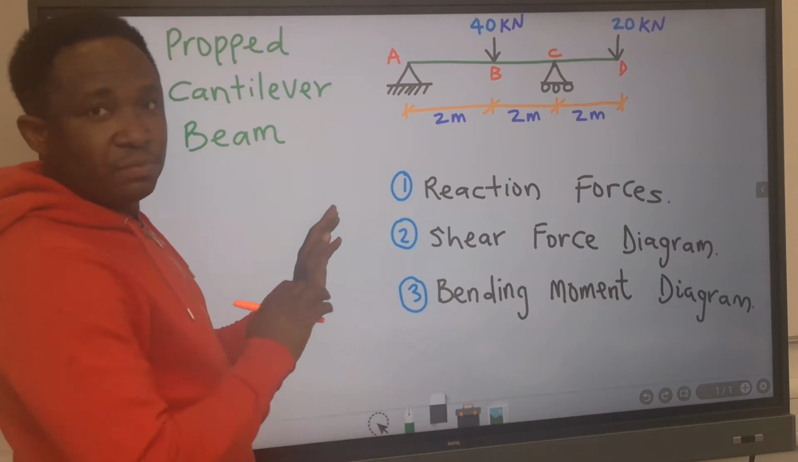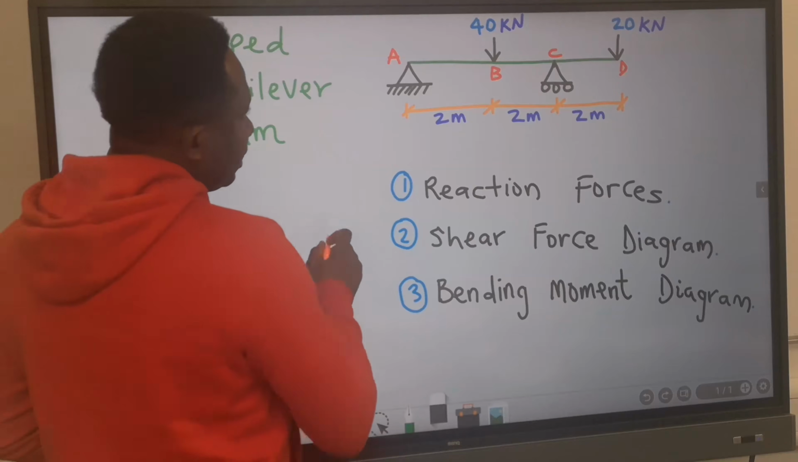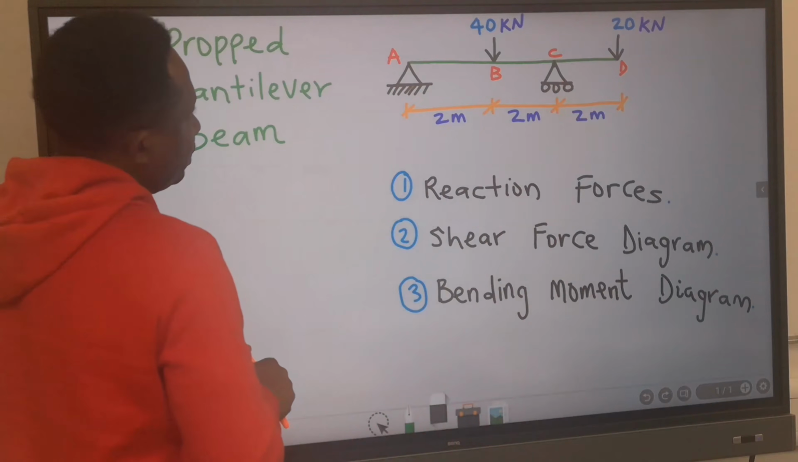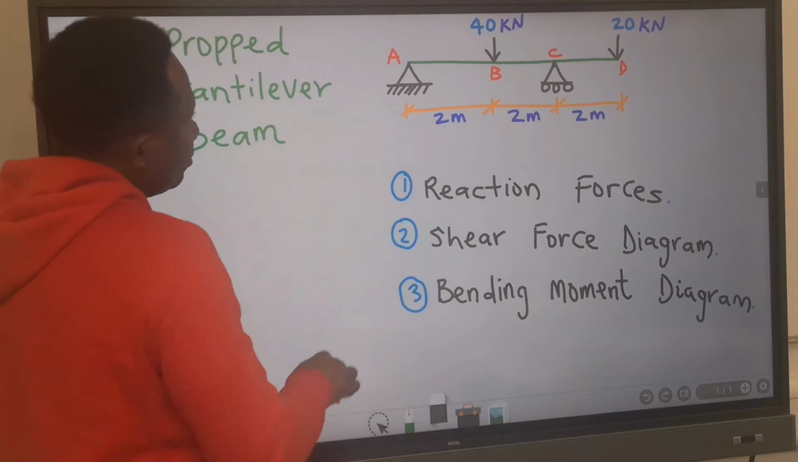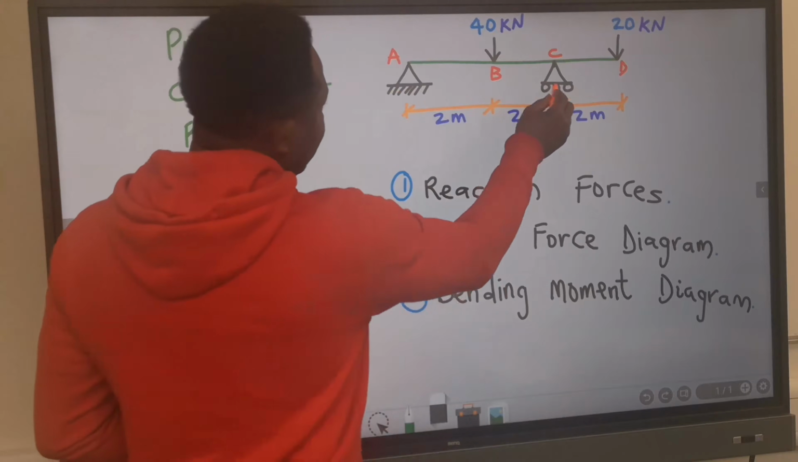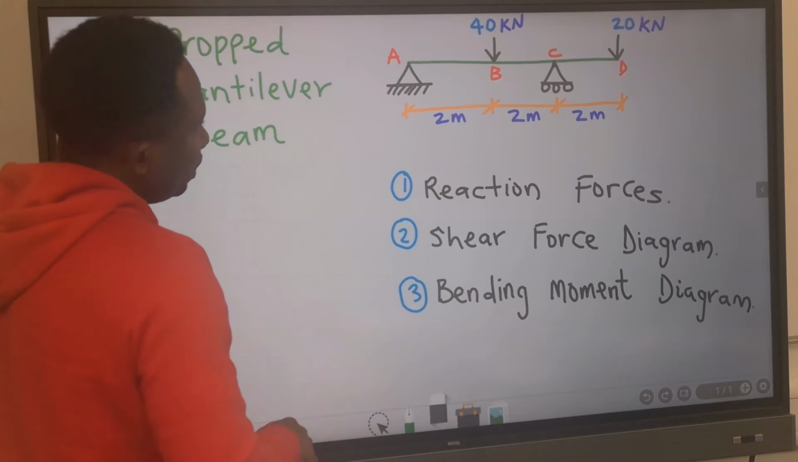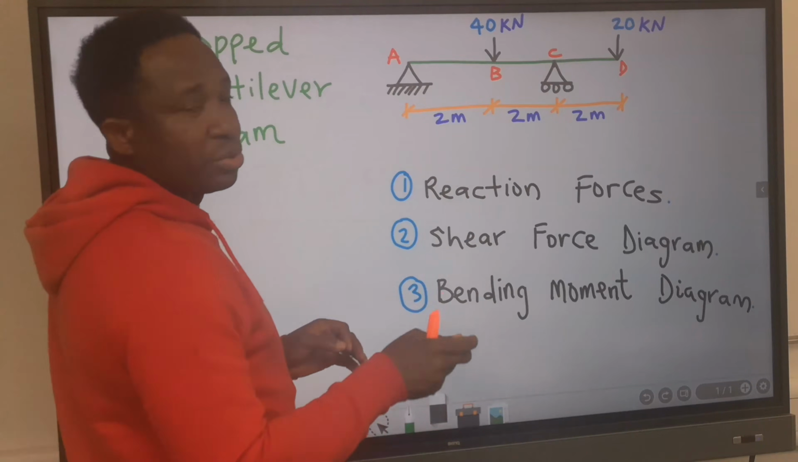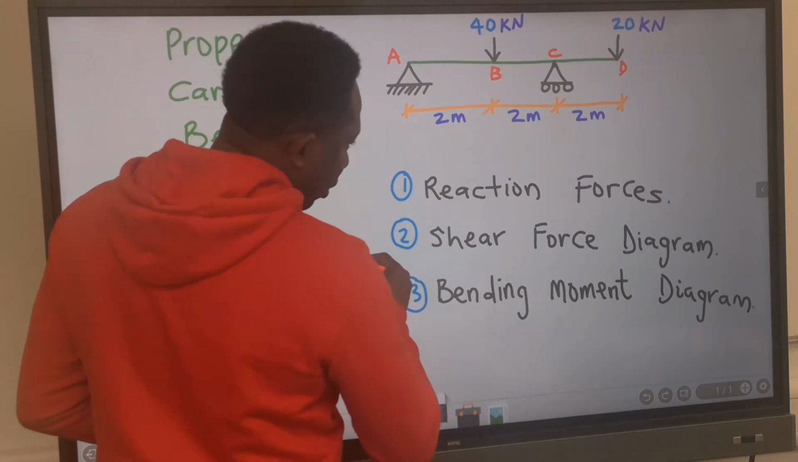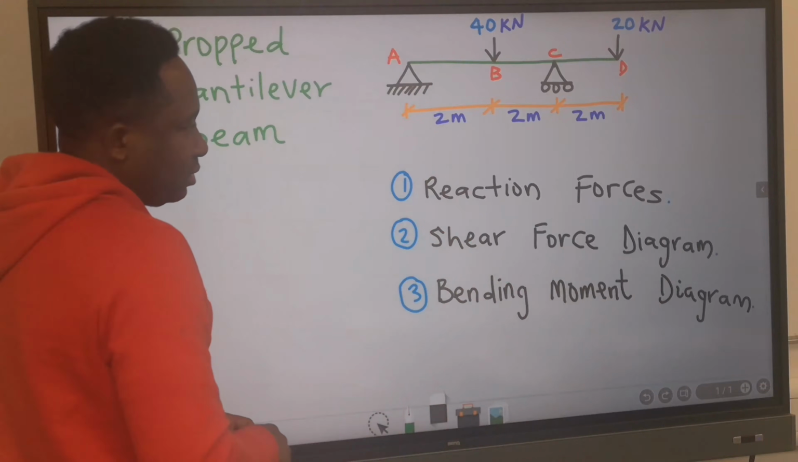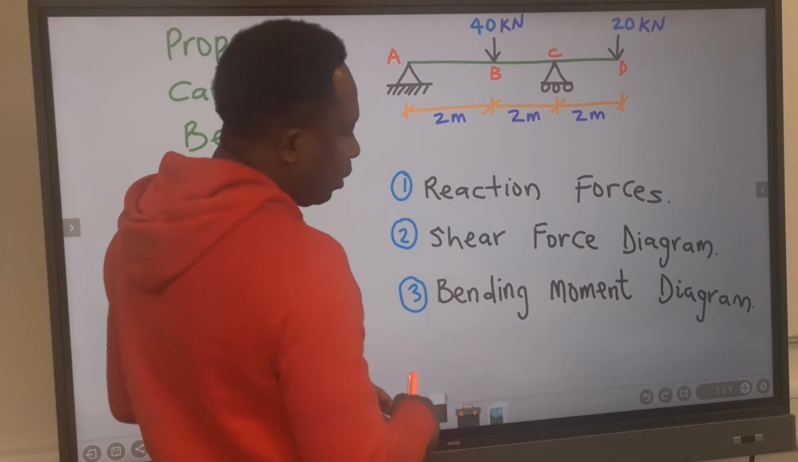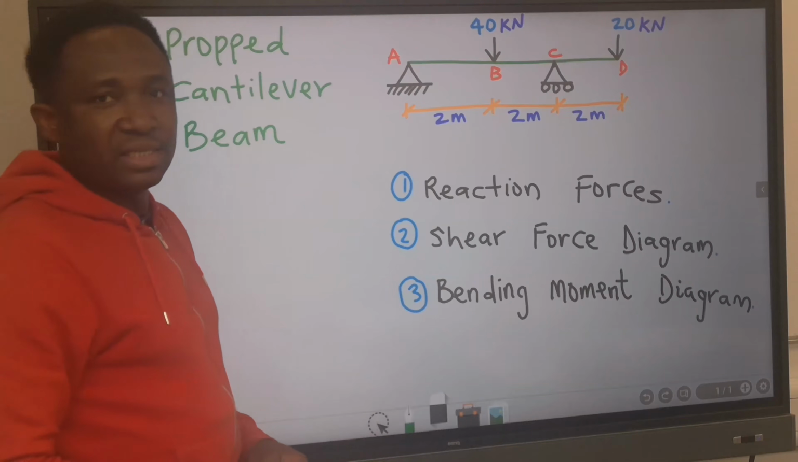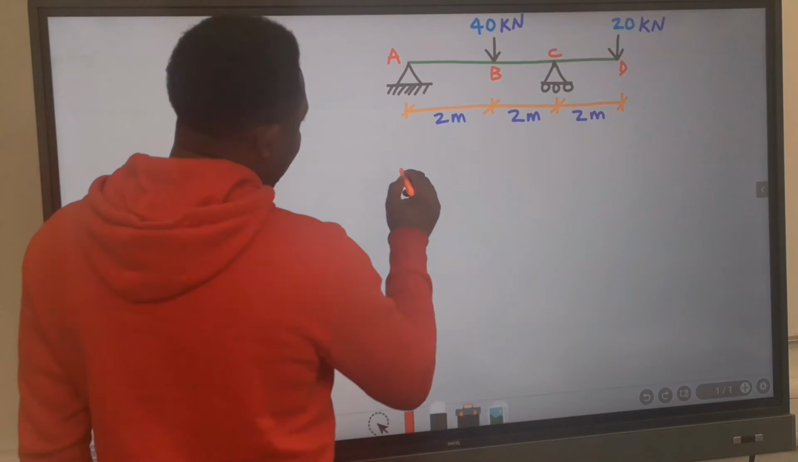To solve this problem, the first step is we're going to find the reaction forces at this point, A and C. This is pinned, while this is a roller support. When we get the values of the reaction forces, we're going to substitute back to this question, and we're going to draw the shear force diagram. The shear force values will help us to draw the bending moment diagram. Let's get started. Step number 1.